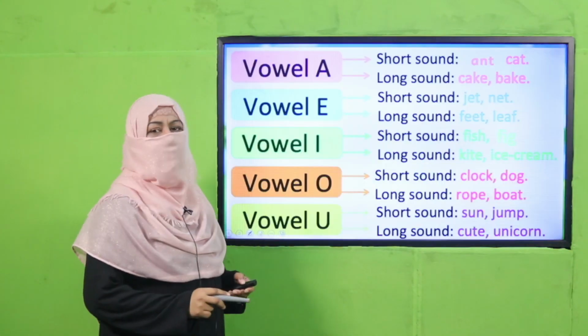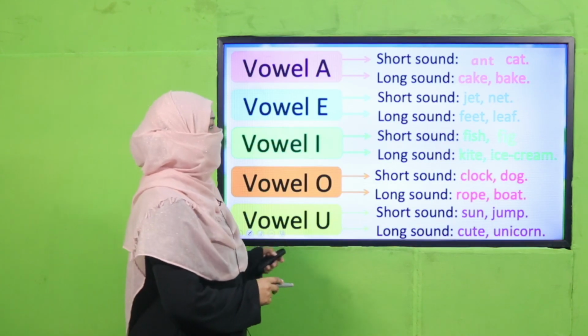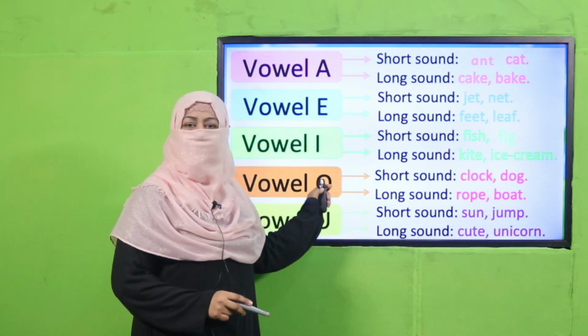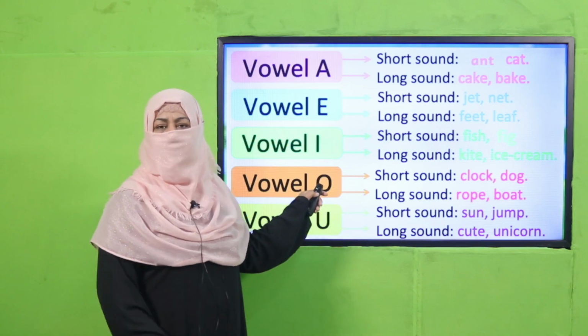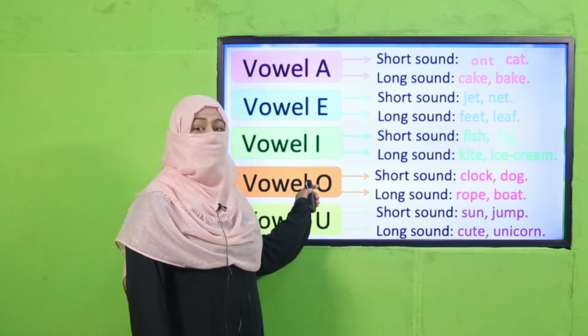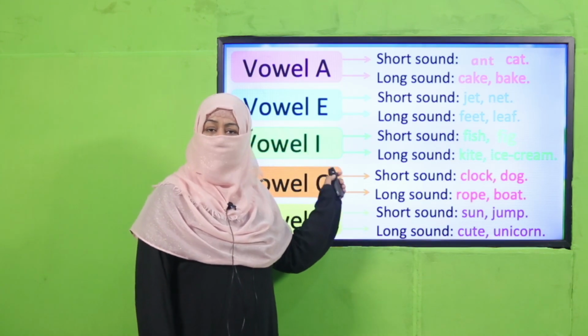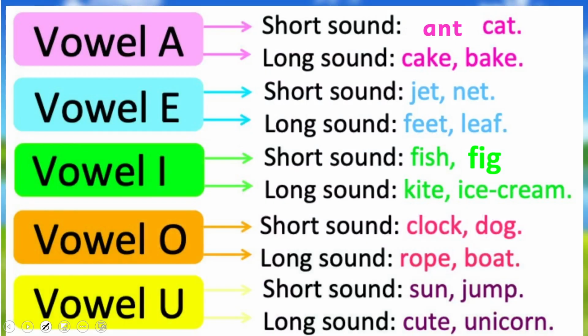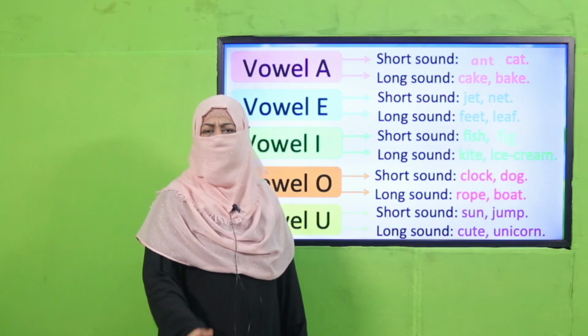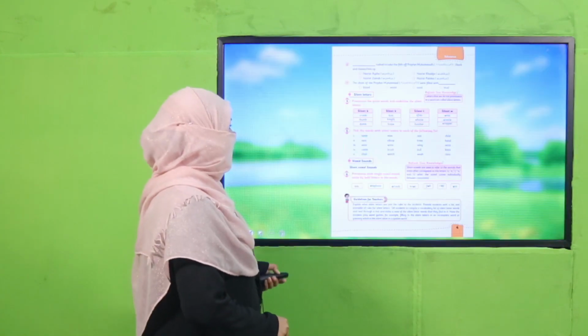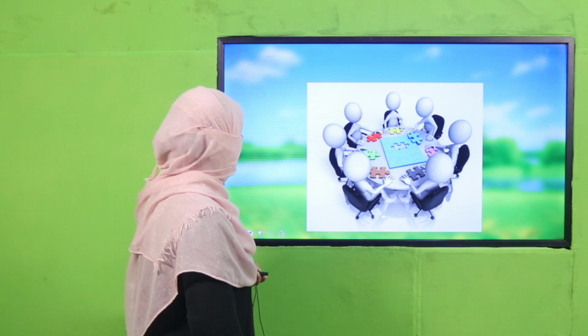I have given you this chart. You can practice it. This is a table. All the vowels have their short and long sounds. Teachers, kindly pause the video here and make the children say properly long and short vowel sounds. Yes, my dear children, are you done with it? Good job. So it's time to practice from your book.